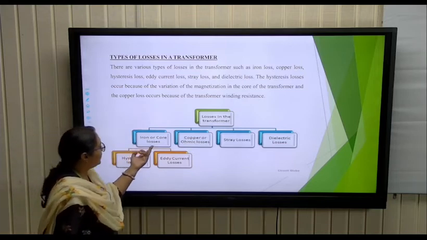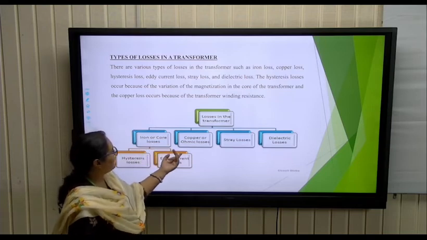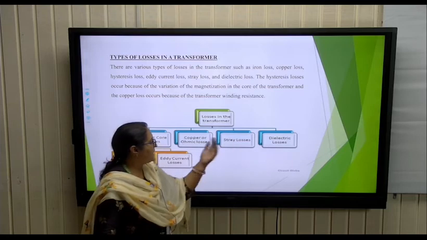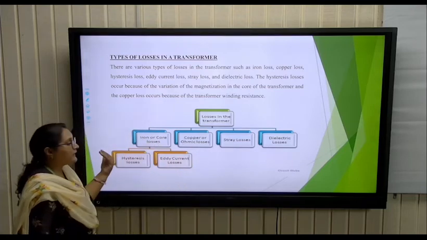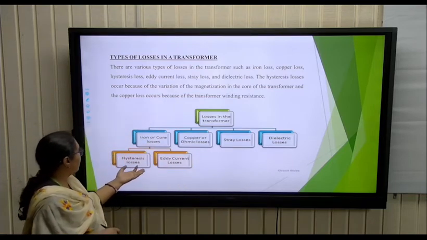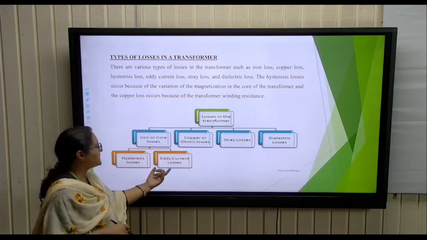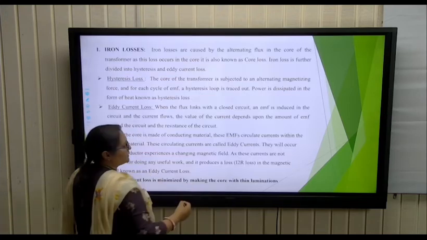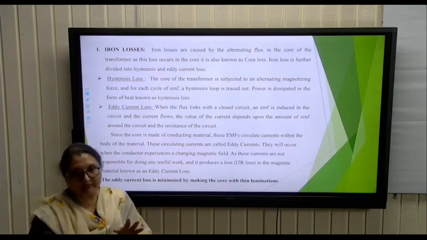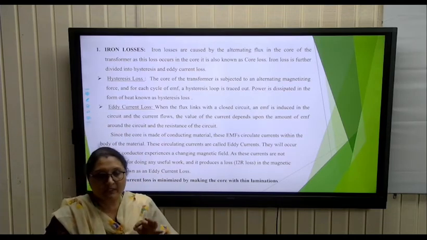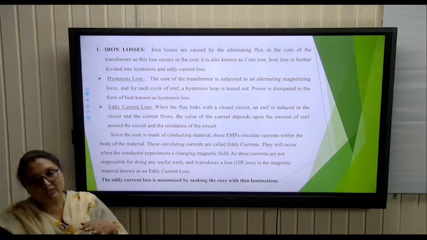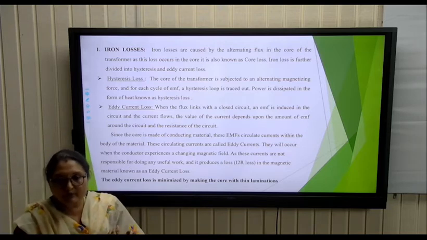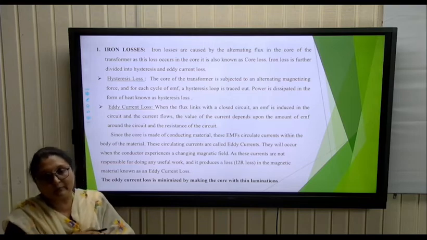We have iron or core losses, then copper losses, which are also termed ohmic losses, then stray losses and dielectric losses. The iron or core losses are further bifurcated into hysteresis losses and eddy current losses. These are the losses which occur in the core itself. Especially the eddy current losses are also said to be due to surface currents. To reduce the eddy current losses, generally the sheets are laminated.